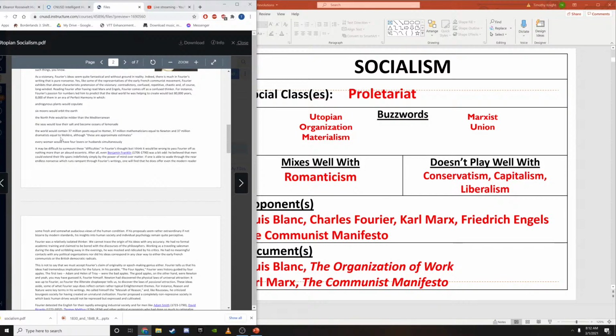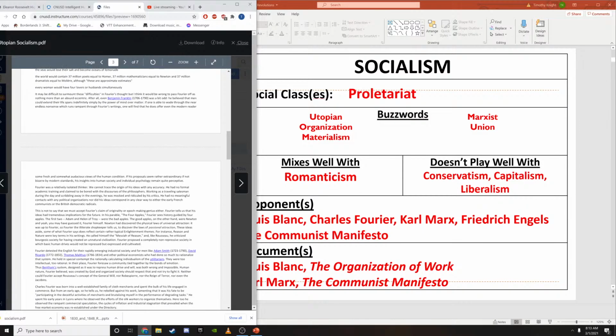If his proposals seem rather extraordinary, if not bizarre by modern standards, his insights into human society and individual psychology remain quite perceptive. Fourier was a relatively isolated thinker. We cannot trace the origin of his ideas with any accuracy. He had no formal academic training and claimed to be bored with the discourses of the philosophers. Working as a traveling salesman during the day and scribbling away in the evenings, he was mocked and ridiculed by his critics. He had no meaningful contacts with any political organizations, nor did his ideas correspond in any clear way either to the early French communists or to the British democratic radicals.